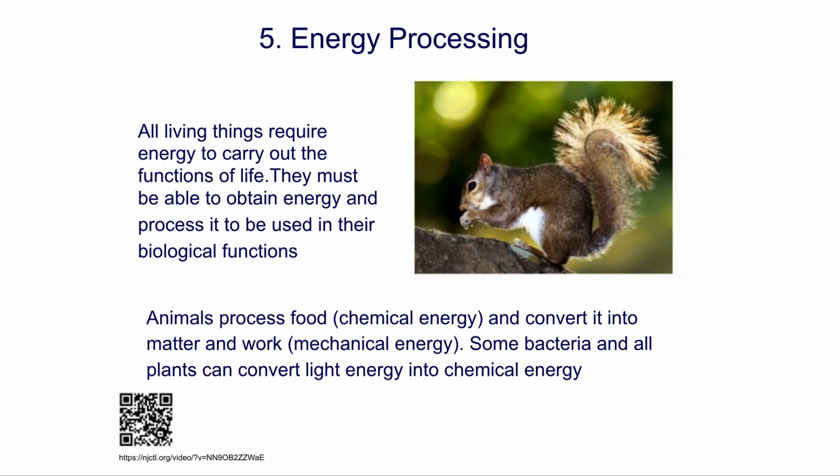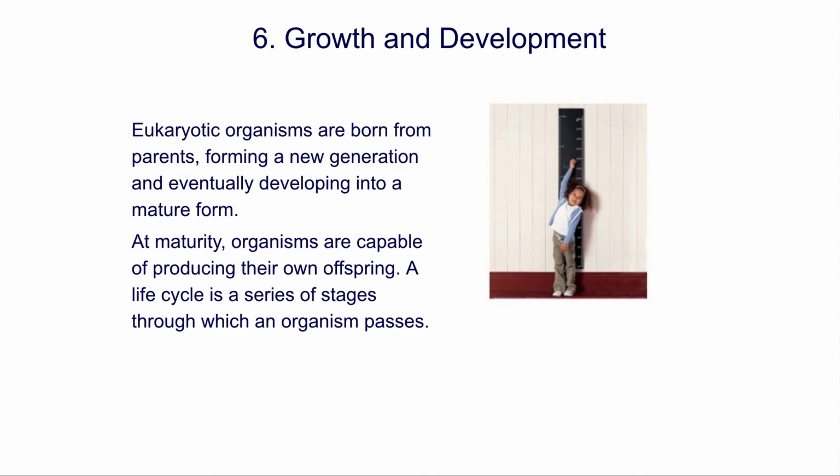The fifth requirement that all living things must share is energy processing. All living things require energy to carry out the functions of life. They must be able to obtain energy and process it to be used in their biological functions. Another way of saying this is that all organisms have a metabolism. Animals process food or chemical energy and convert it into matter and work, mechanical energy. Some bacteria and all plants convert light energy into chemical energy. This is energy processing.